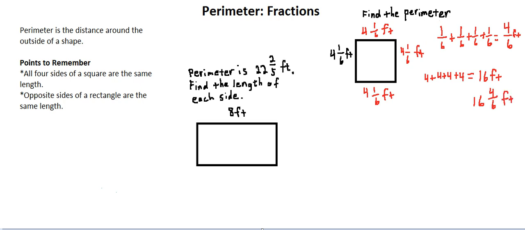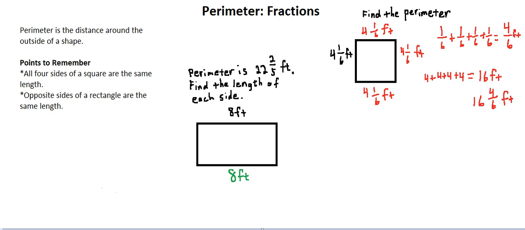All right. So now let's look at this second problem over here. The perimeter is 22 and 2/5 feet. Find the length of each side. Well, this side right here, that's an easy one to find because it is the opposite side. So I know opposite sides of a rectangle are the same length, so 8 feet and 8 feet. But I also know that that side and that side are the same length. I just don't know what that number is now.